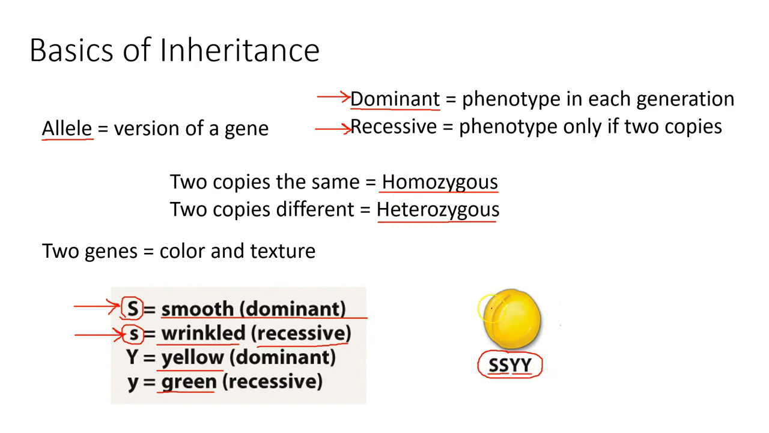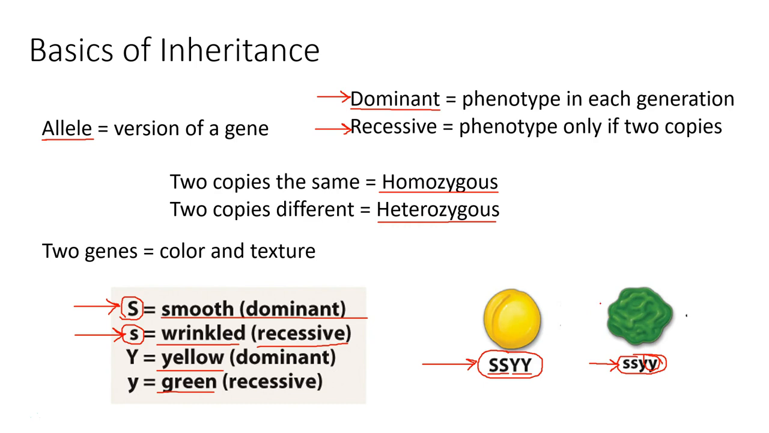Just to reuse the terms we talked about before, this particular pea plant is homozygous for color and texture. In this instance, this particular pea plant is homozygous for color and texture as well, but it happens to have 2 copies of the recessive allele for texture and 2 copies of the recessive allele for color. So it happens to be wrinkled and green.